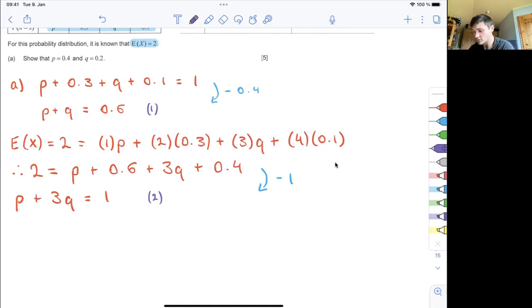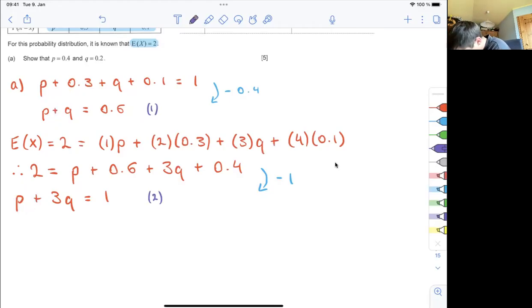There are a few ways you can go about this. There is the elimination method, which I'm going to use here. There's also the substitution method, where we could get an expression, say p is equal to 0.6 minus q, and then we can substitute that in for our second equation. That's a valid method, but I'm going to show you the elimination method in this case, because we've got just 1p here and 1p here.